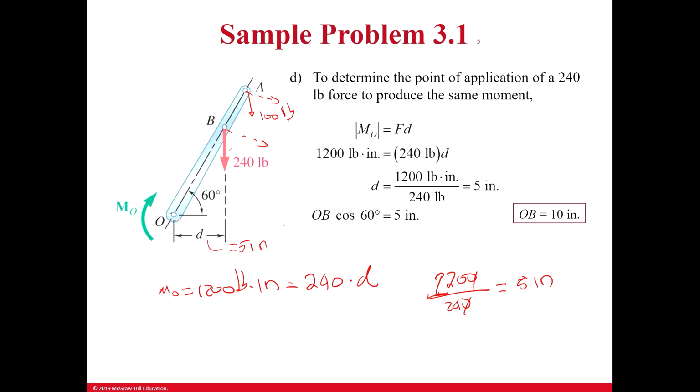And then what is the distance OB? It's pretty simple. You already have 5, so OB is equal to 5 cosine of, sorry, the other way around. I apologize. So D is equal to OB times cosine of 60. Then we simply have to solve for OB. So 5 divided by cosine of 60 degrees is equal to OB, which is saying this distance is 10 inches.